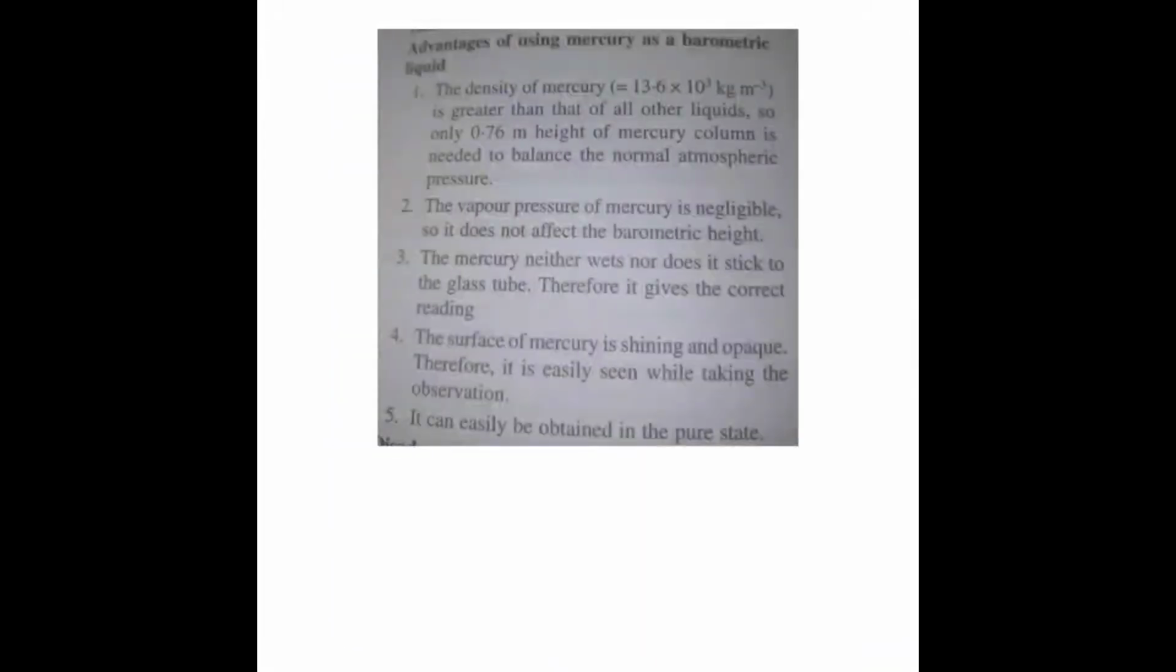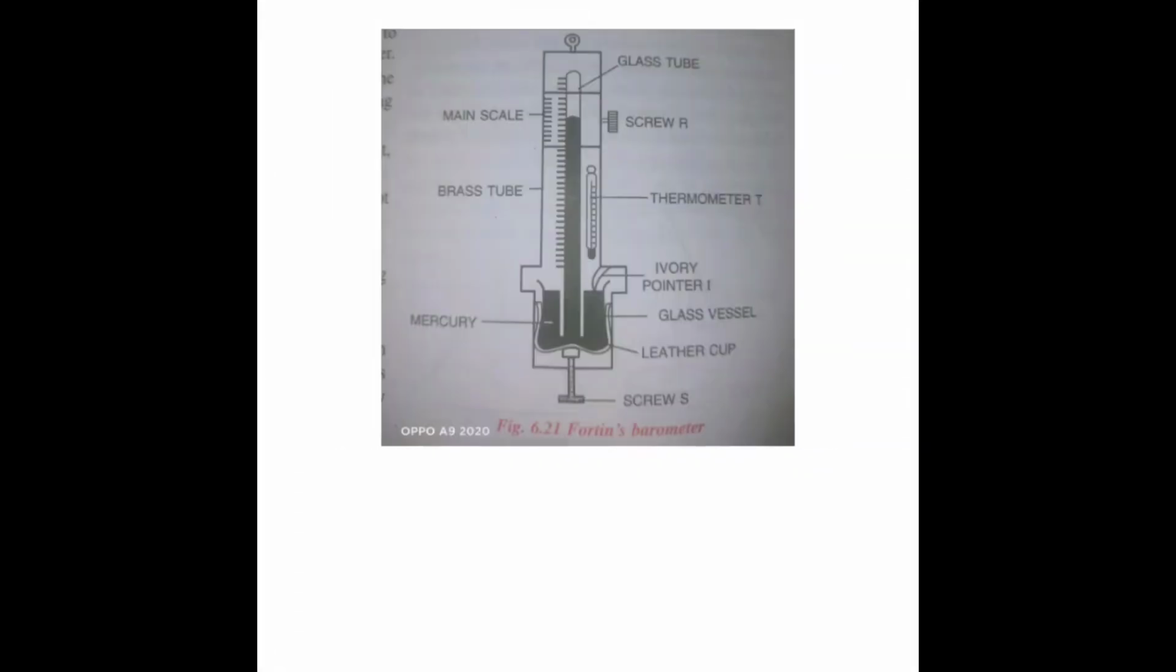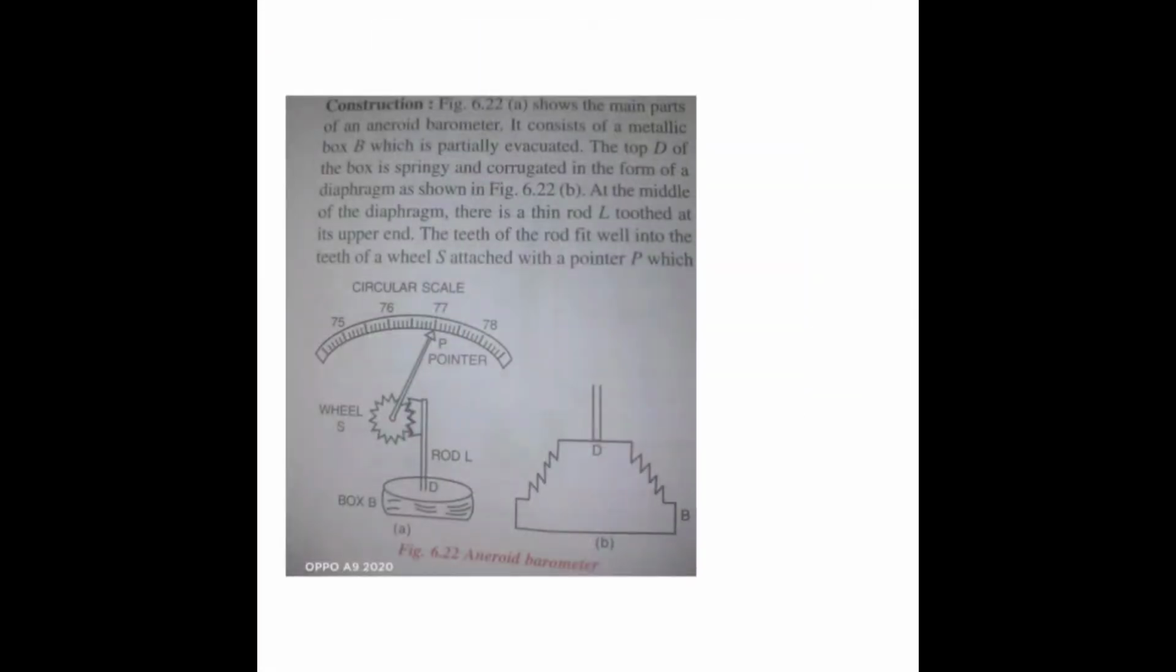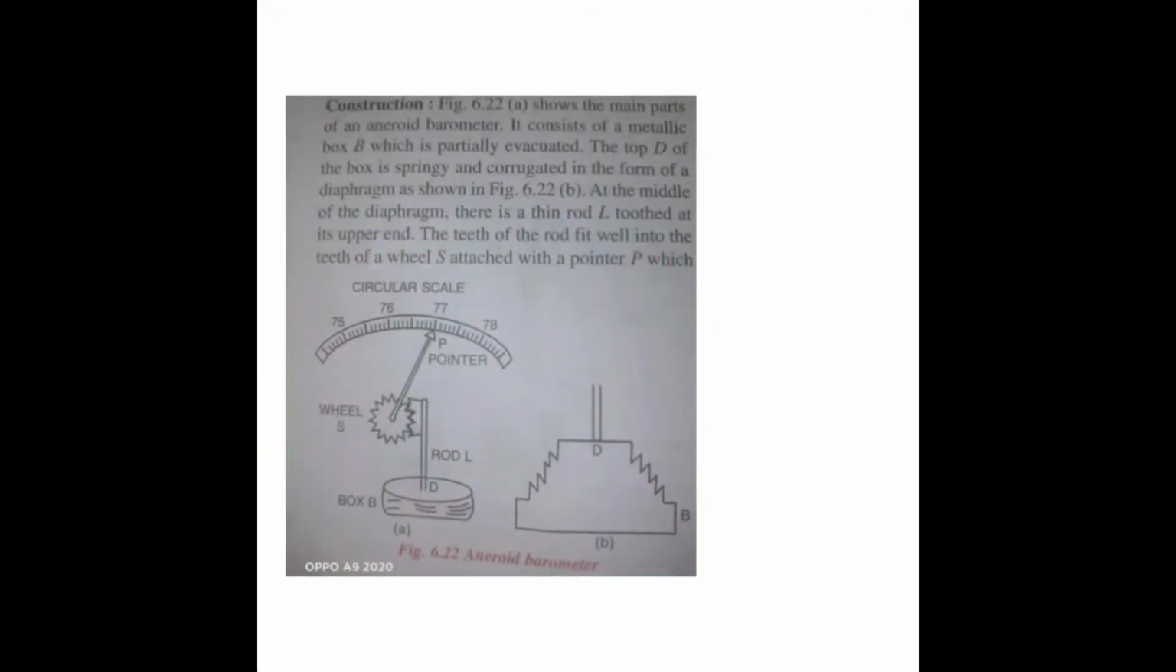So after this, what is made? This was the Fortin barometer. You can draw this diagram also. After this, the aneroid barometer came into existence. In the aneroid barometer, you see there is a diaphragm D.